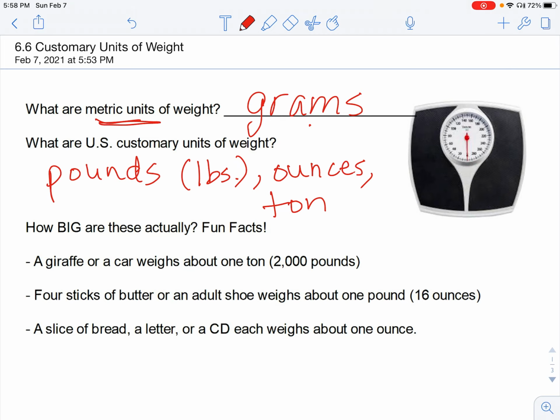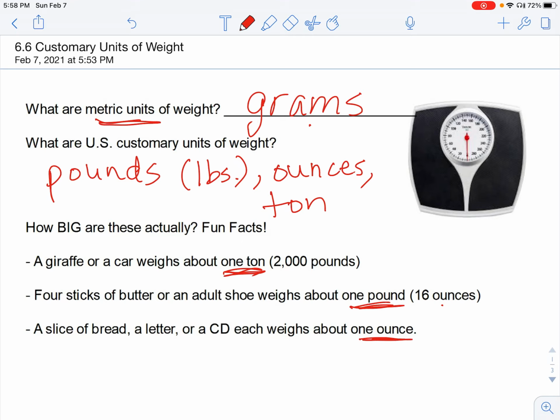Now let's get a sense, how big are these actually? Here's some fun facts. So a giraffe or a car weighs about 1 ton, which is equal to 2,000 pounds. So large and heavy. 4 sticks of butter or an adult shoe would weigh about 1 pound, which we know is 16 ounces. And a slice of bread, a letter, or a CD, those would just be about 1 ounce. So picture holding a letter in your hand or a slice of bread, right? Not a lot of weight there.